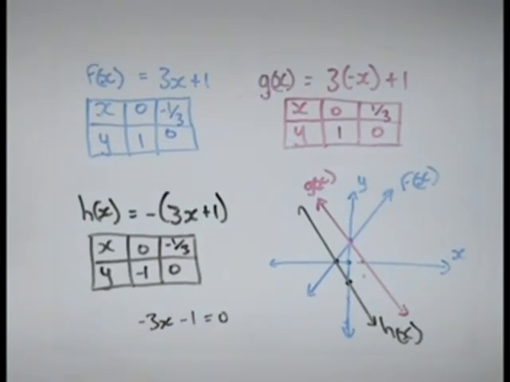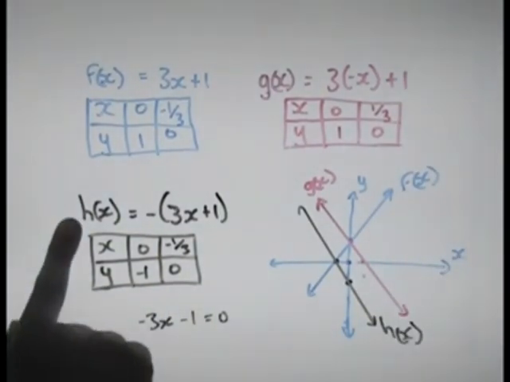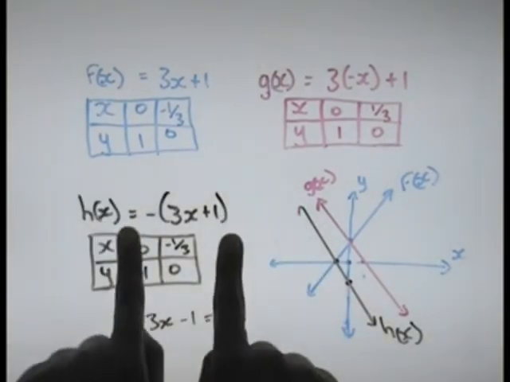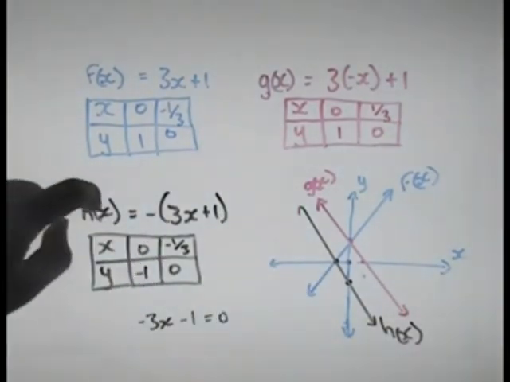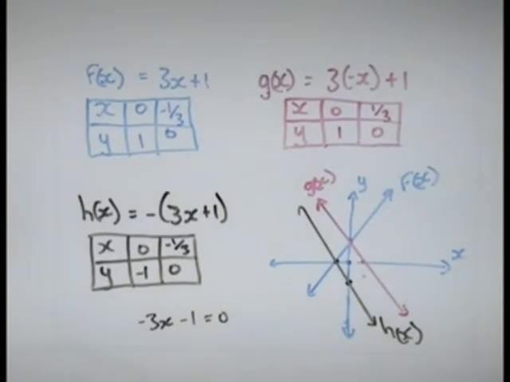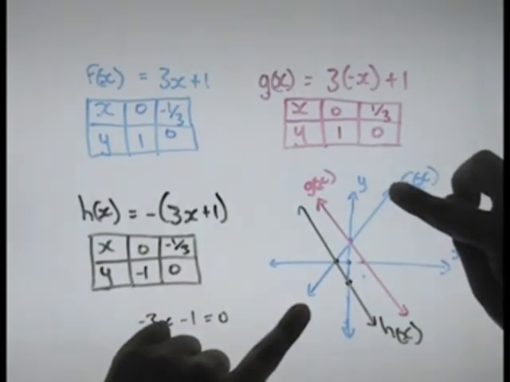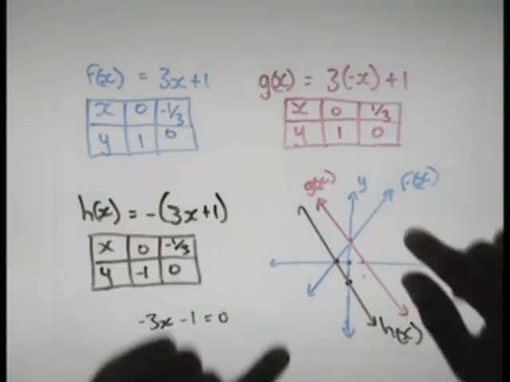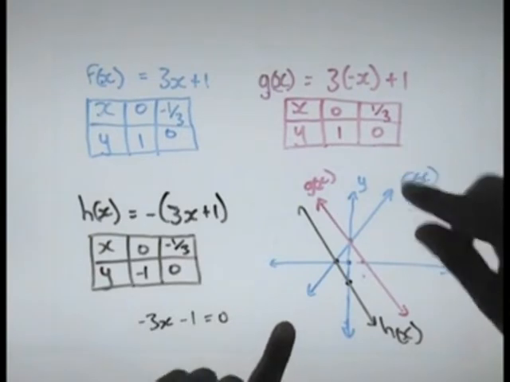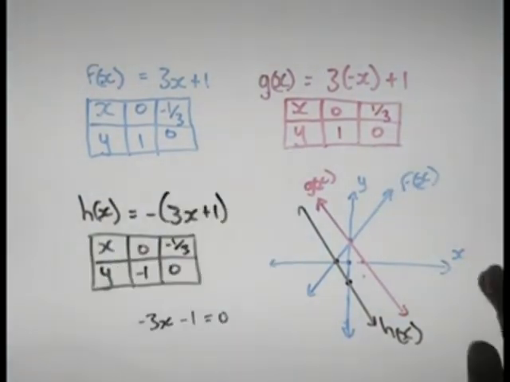Now look at the blue graph again, the f of x graph. When we made y negative, or rather this whole expression negative, which is the same as making y negative, we flipped it around the x-axis. We took our original f of x graph and we flipped it to make h of x. We flipped it around the x-axis.